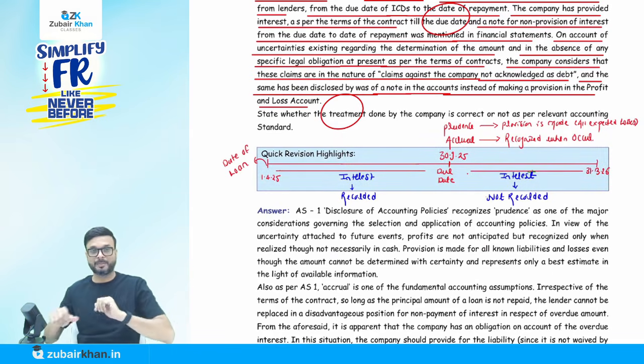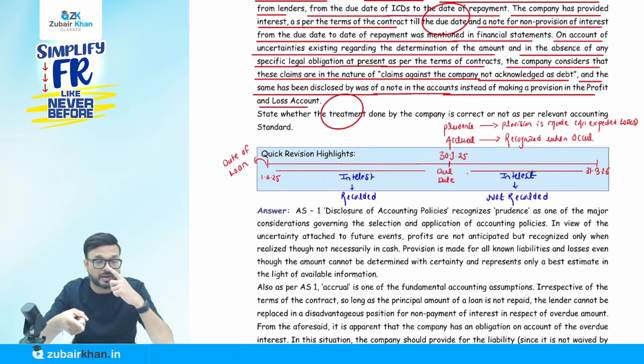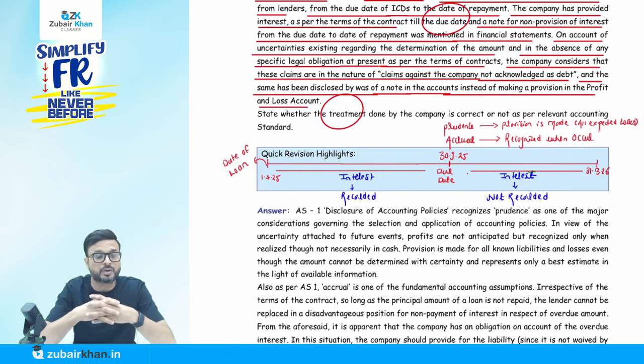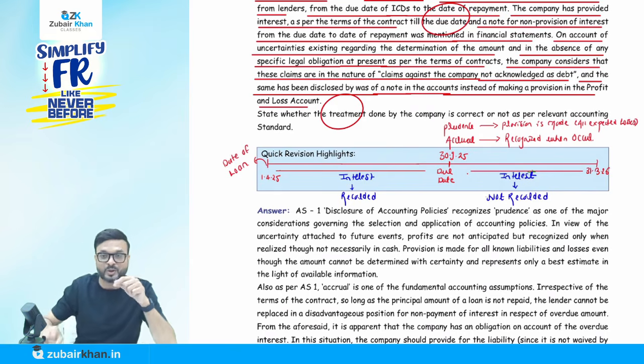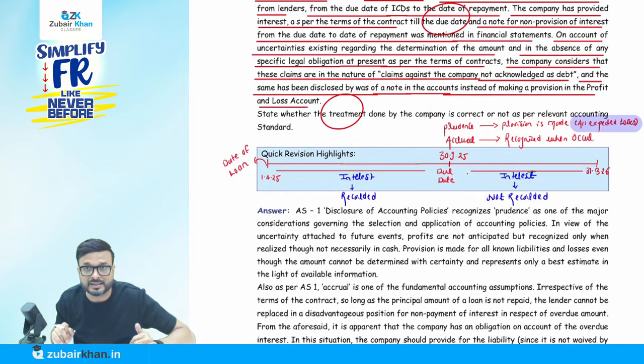First, prudence. Do you remember I told you that all future expected losses, we have to book them? Why have you not recorded the interest? The entity's argument is that the due date has passed, so they are not going to record it. But you have not paid the amount on the due date, so interest will continue. That is the expected loss we have to record. So it says provision is made for all expected expenses or loss.